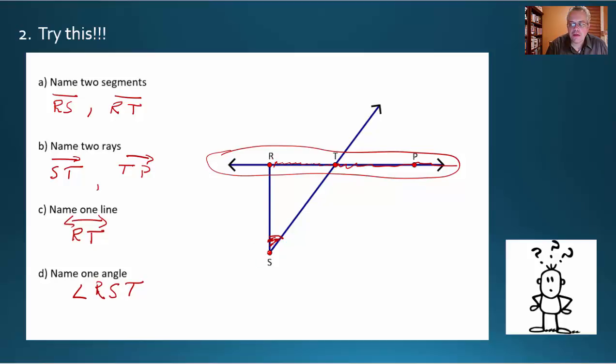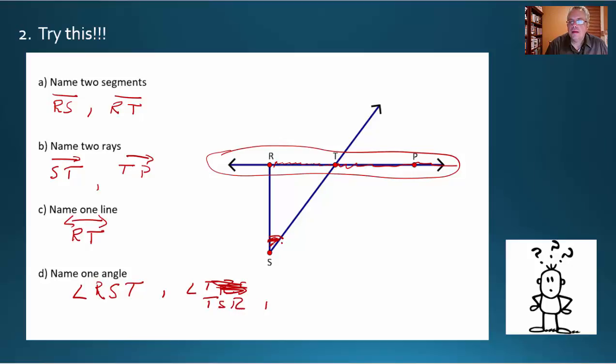If I trace it out, I get that corner there. Start at R, go to S, go to T. It traces out this corner or this angle right here. Another name for it would have been going backwards, T, S, R.